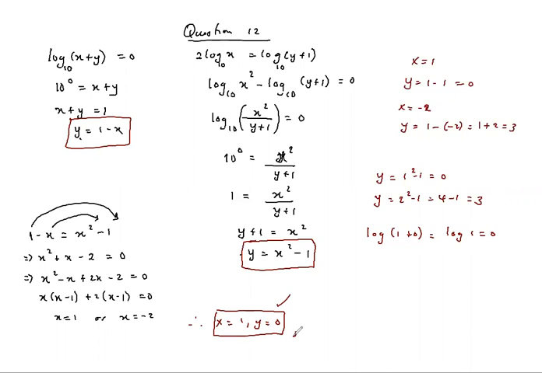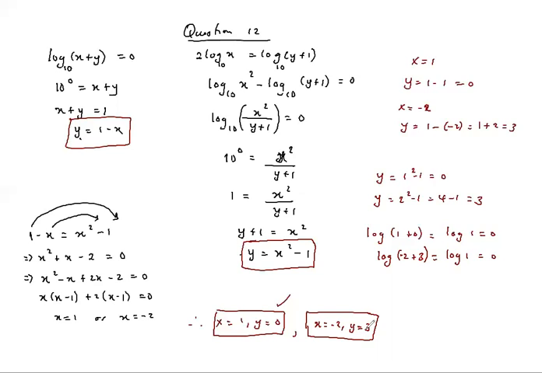When x is negative 2, y is 3. So we have log(−2 + 3), which is just log 1, which is equal to 0. So for that one, we have x is negative 2, y is 3.